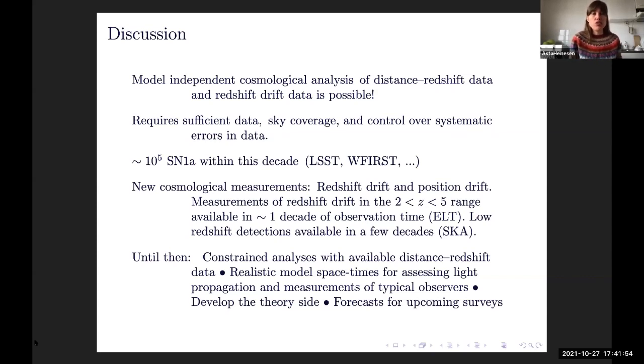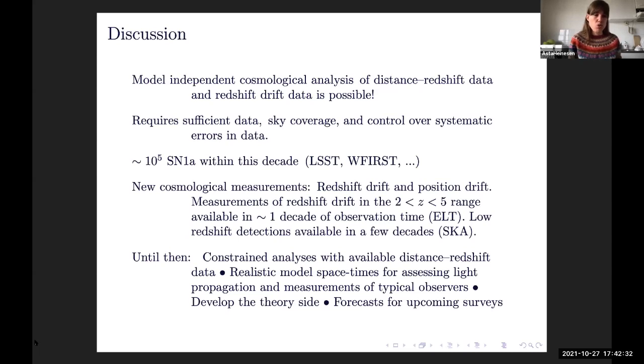Until then, we might do constraint analysis with available distance redshift data. We might also be interested in looking at light propagation and cosmographies in realistic model universe settings for realistic observers. There are also quite a lot of interesting things to develop on the theory side.